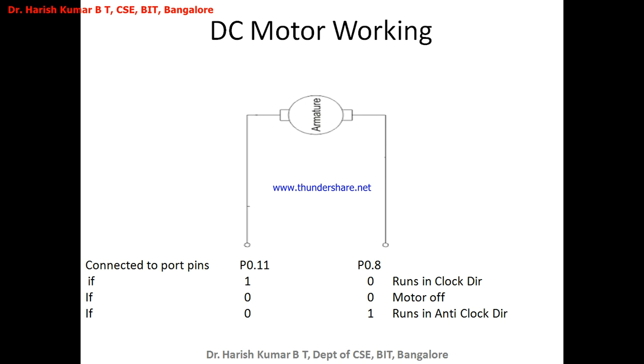In my program, I'm using the port pins P0.11 and P0.8 to connect my DC motor terminals. Now why have I chosen P0.11 and P0.8? Is there any hard rule to choose them? There is no hard rule as such. I have used them, and these programs will be executing.